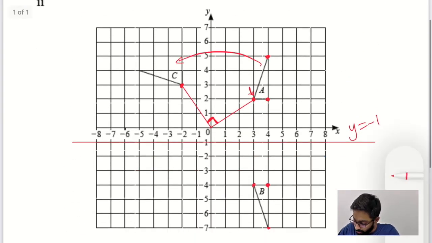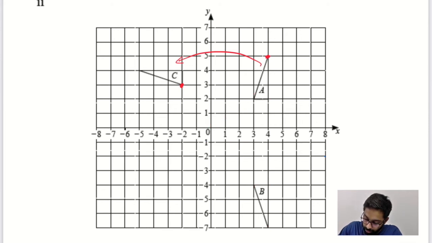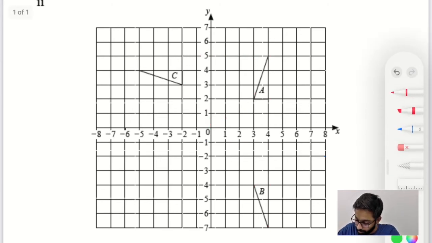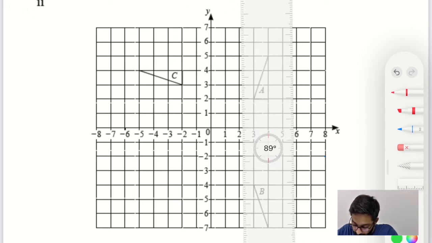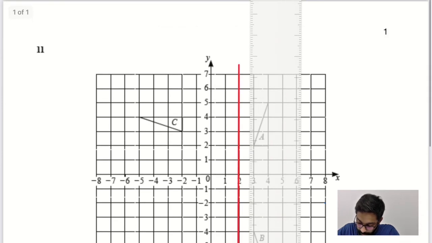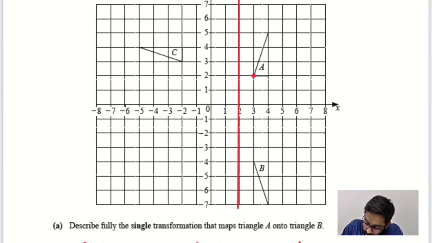Let's do that. So first, let's erase all of this stuff so that we can do the last part easily. Perfect. Now let's reflect triangle A in the line x equal to 2. So the line is going to be somewhere here. Okay. So this point would be reflected to this point. This would be reflected to this point, and this would be reflected to this point. So we have our triangle, we can call that A naught.